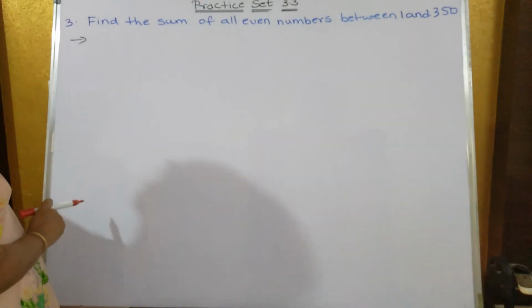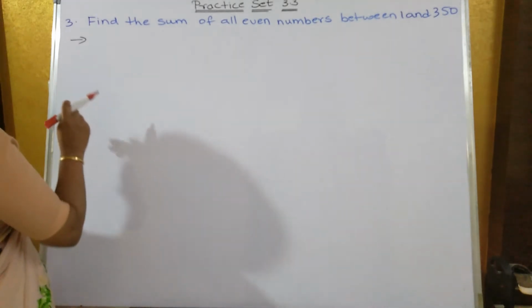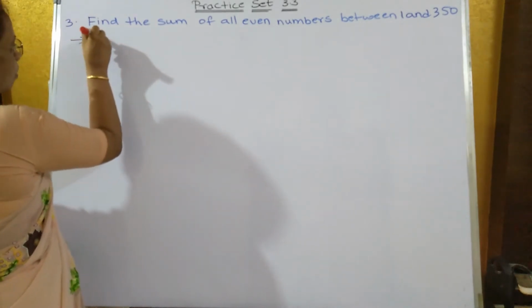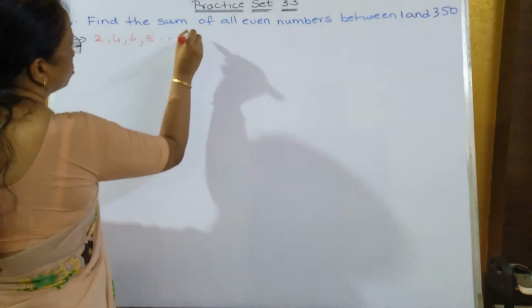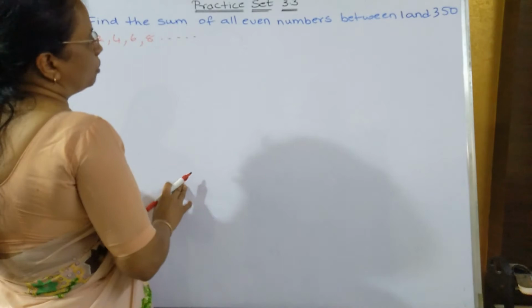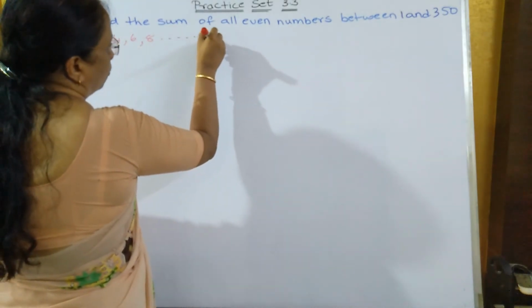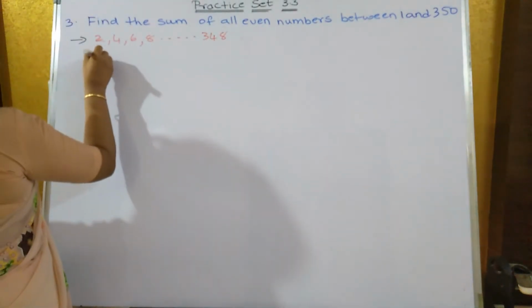Now third sum: find the sum of all even numbers between 1 and 350. So they have asked for even numbers between 1 and 350. The first number will be 2, 4, 6, 8 and so on. Since they have asked between, you can't take 350. So the even number before 350 is 348. What is your a over here? a is equal to 2.